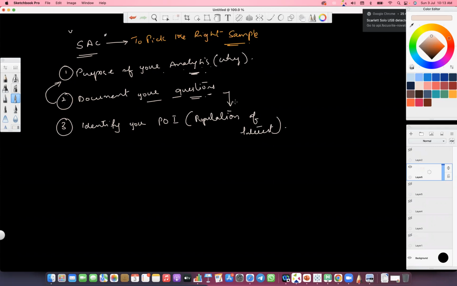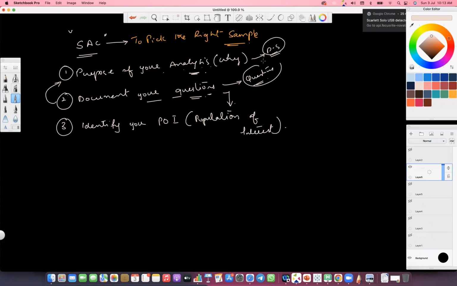So now, your population of interest. I gave examples. If, for example, you want to analyze the salary of a data scientist, let's imagine data scientist salary. Now you have the questions documented. Let's imagine these are the questions you need to ask. So now, what is your population of interest? You need to understand the data science salary.